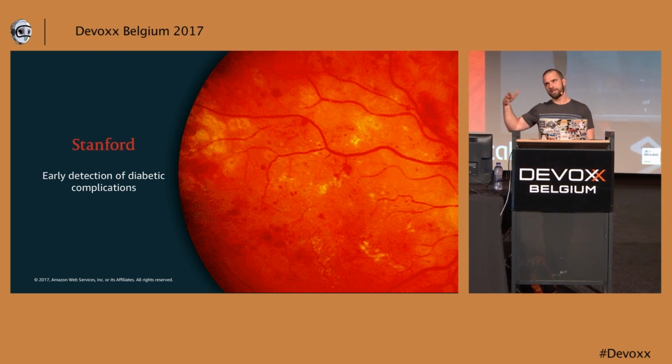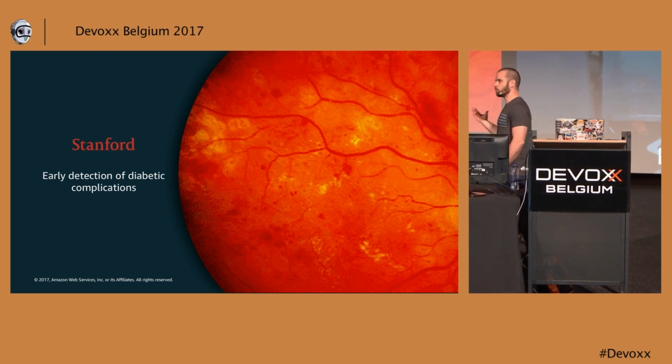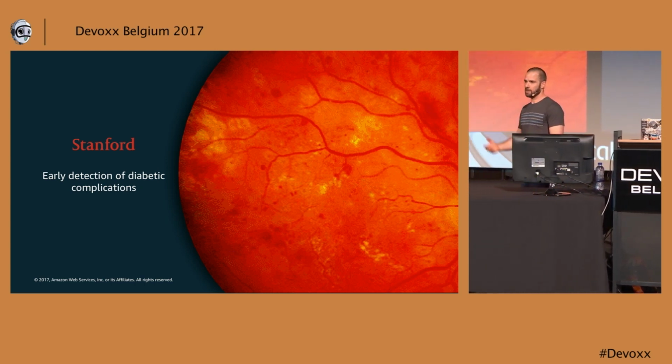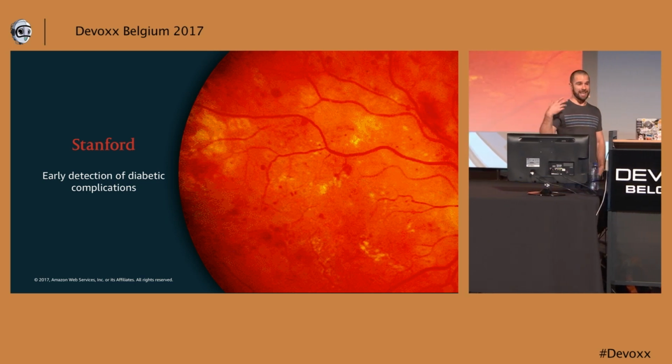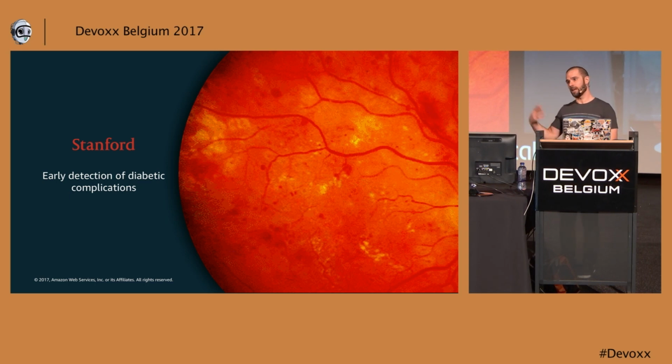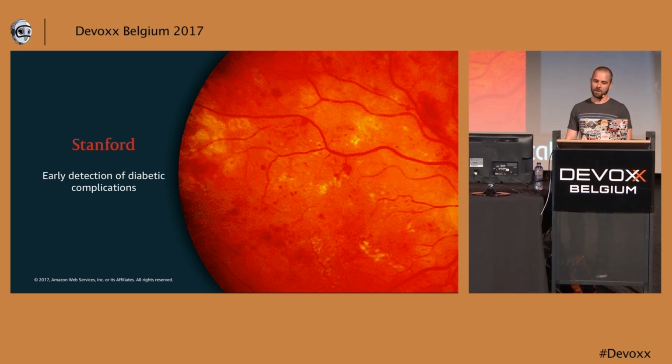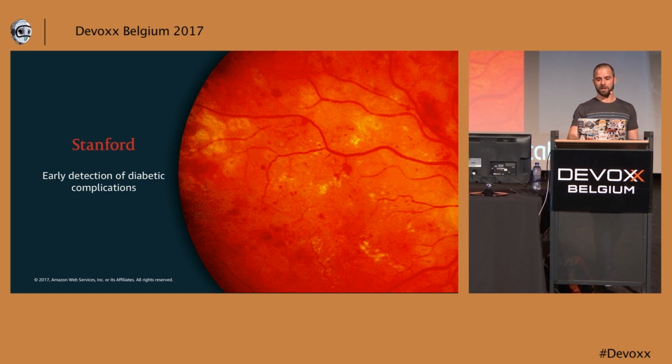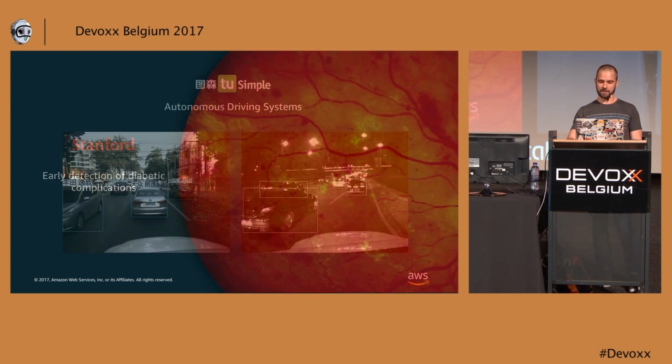And what they've done is they've trained a very large neural network with images that have been annotated by specialists. And now they are able to feed images from anywhere in the world to that algorithm to detect diabetes, right? So this is a very, very classic use case of using a deep learning algorithm to detect things.